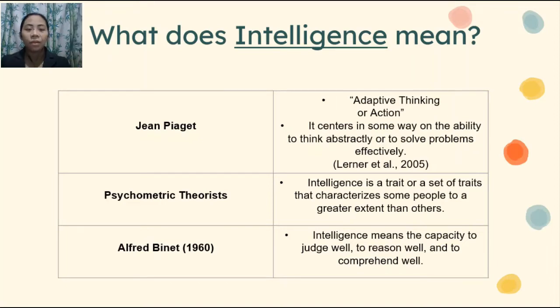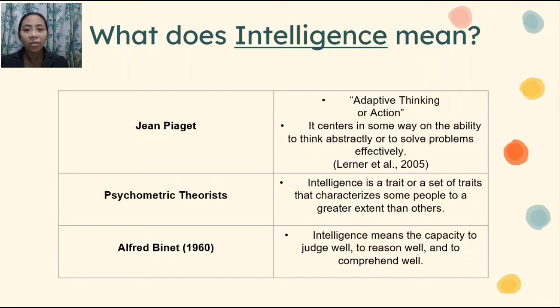2005. According to psychometric theories, intelligence is a trait or a set of traits that characterizes some people to a greater extent than others. Psychometric theories are based on a model that portrays intelligence as a composite of abilities measured by mental tests. The goal then is to identify these traits precisely and to measure them so that differences among individuals can be described.